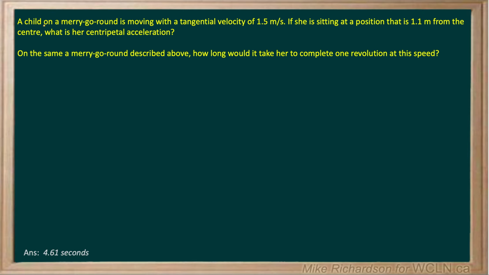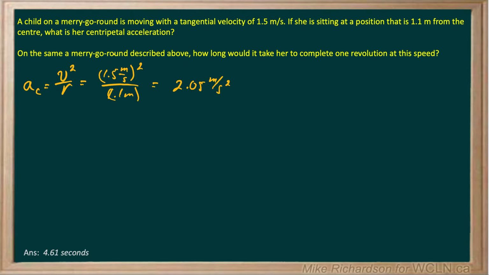Okay, in the previous question, we looked at the child on a merry-go-round moving with a tangential velocity of 1.5 meters per second while she's sitting at a position that's 1.1 meters from the center. And we figured out her centripetal acceleration using the following equation, v squared over r. And when we did 1.5 meters per second all squared over the radius, which was 1.1 meters, we ended up getting 2.05 meters per second squared was the centripetal acceleration.